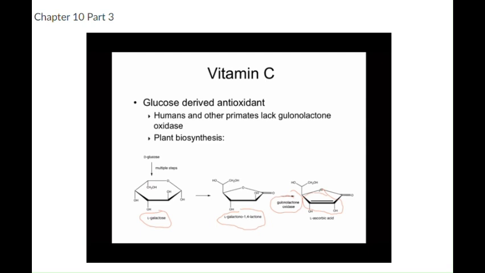Some animals have the ability to do this. There are multiple ways to get to ascorbic acid, vitamin C. This one in particular is commonly seen in plants. Most animals do have the capability of synthesizing vitamin C, and they use a slightly different route to do it. But ultimately, it all gets to the same endpoint, making ascorbic acid, which is a very effective antioxidant in our body.